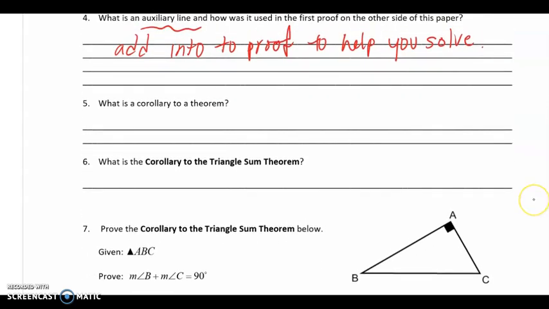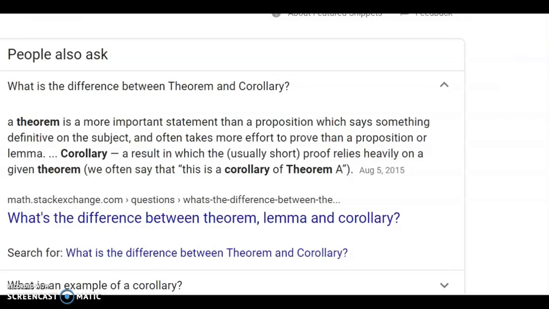What is a theorem? A theorem is a more important proposition with definite weight on the subject. It often takes more effort to prove than a proposition. For example, the theorem is more important. A corollary is a result which usually has a short proof and relies heavily on the given theorem. So what it is, you prove something, and then you can follow it up with a corollary saying, if that works, then this should also work.